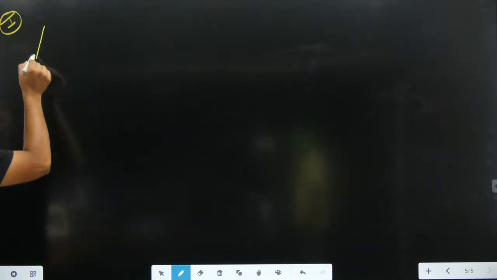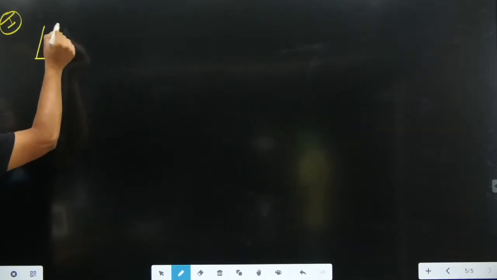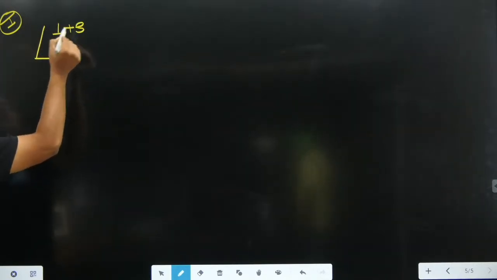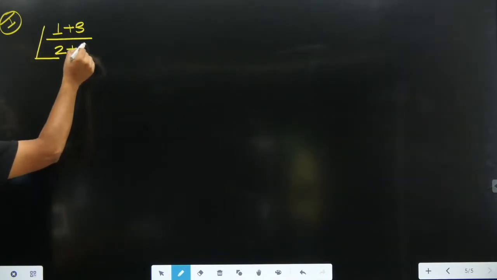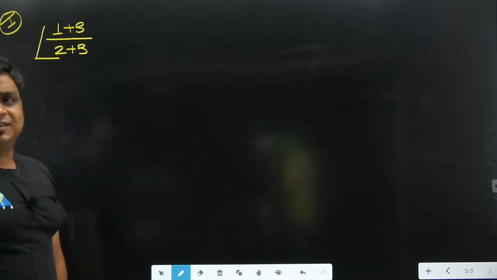Let me take the next question. The question had been, I need to get the angle offered by, let's take 1 plus s, and let's take 2 plus s. How much angle would be offered by this system?